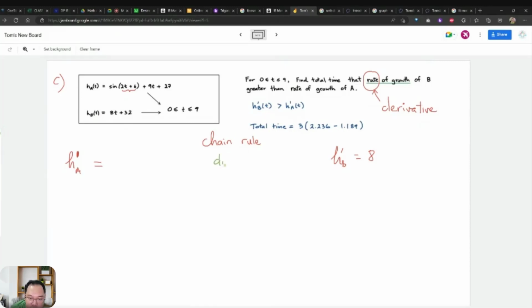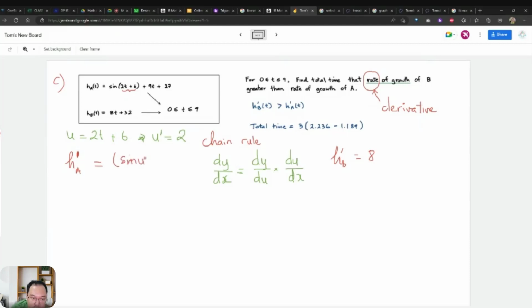Okay. The chain rule is stated as follows. The derivative of function y with respect to x is the derivative of that function y with respect to another variable u, and then times the derivative of the function u with respect to x. In this case, u is 2t plus 6. So u derivative is simply 2. Yeah, just like that.